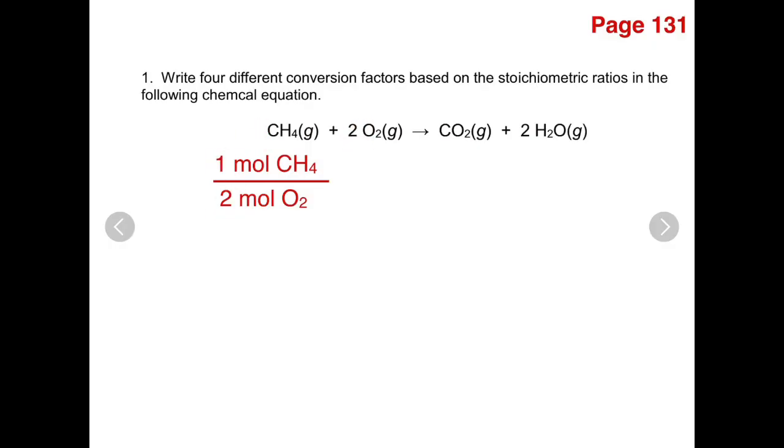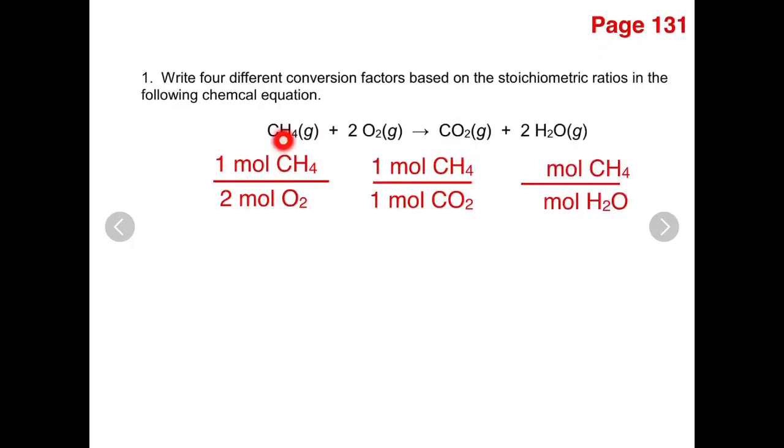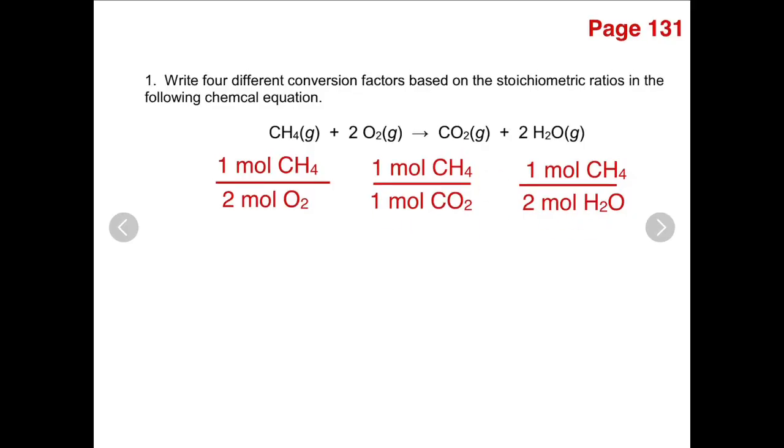Again, these ratios need to come from the balanced chemical equation. You can compare methane and carbon dioxide as well; it would be 1 to 1. Or you can do methane and water, which would be 1 to 2. So you can compare reactant with reactant or reactant with product in any fashion you want, as long as the coefficients are from the balanced chemical equation.